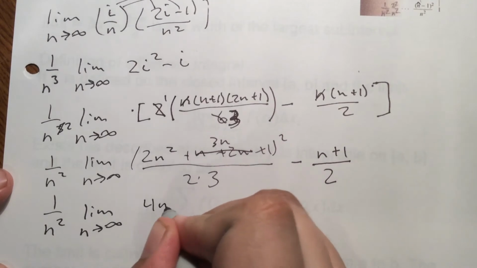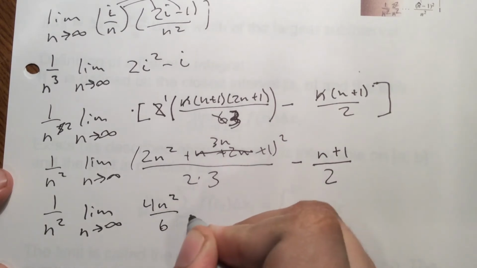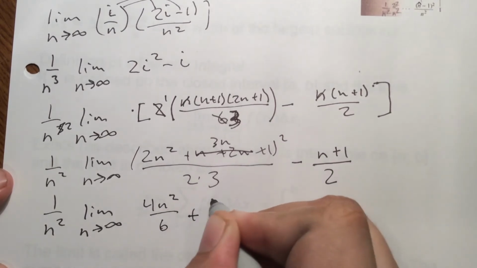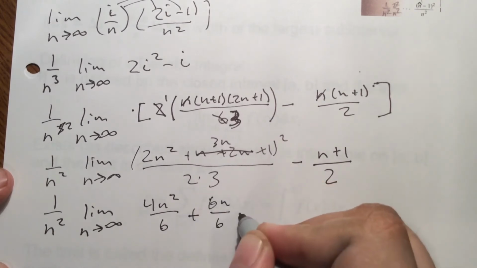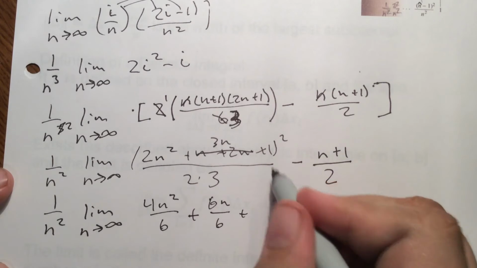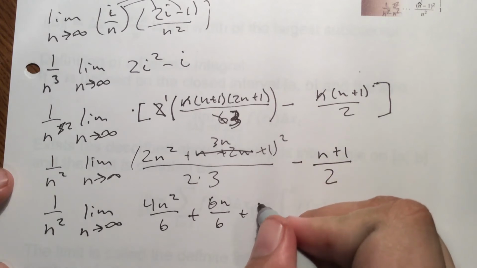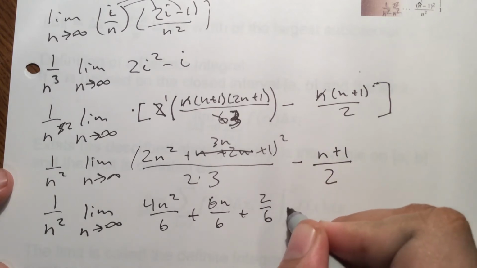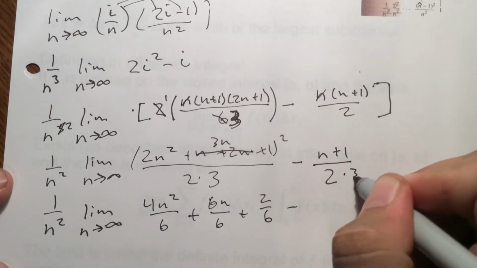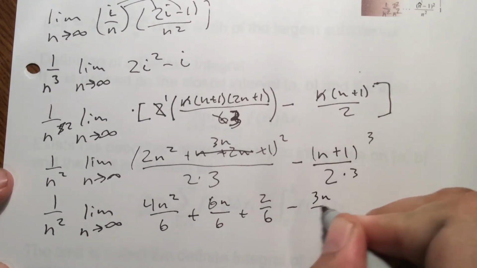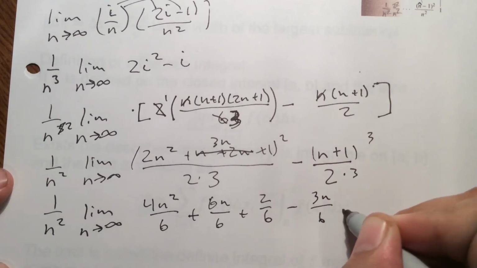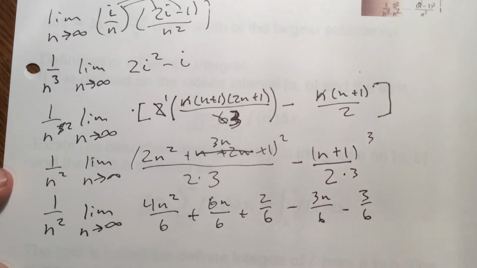So we would get 4n squared over 6 plus 3 times 2 would be 6n over 6 plus 2 times 1 would be 2 over 6. Minus here would have to take it times 3, so the whole thing would be times 3. So minus 3n over 6 minus 3 over 6.